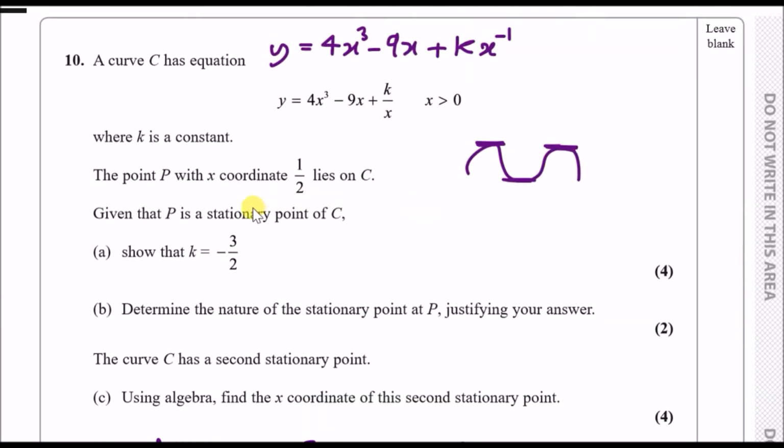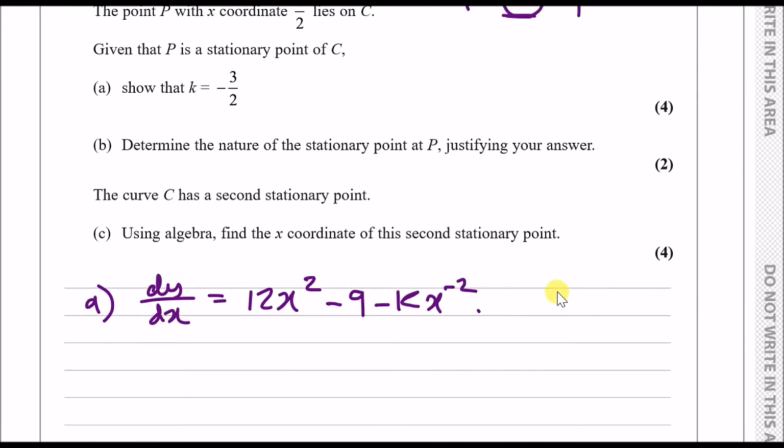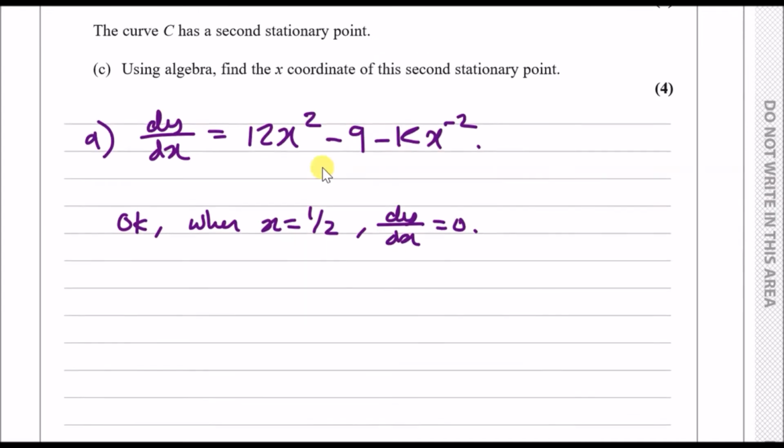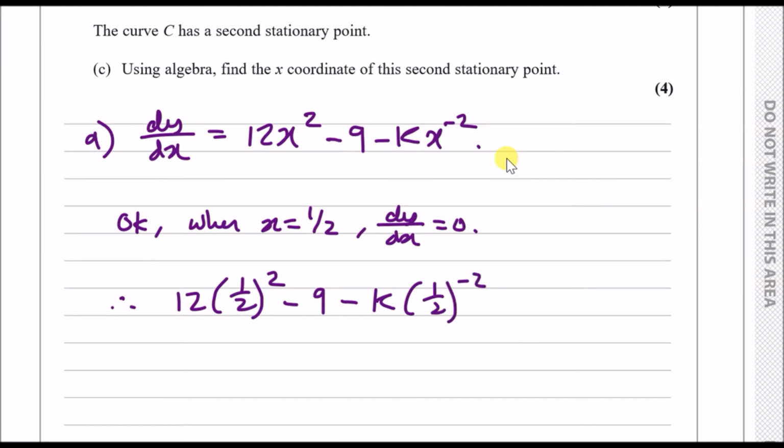And if you remember, because it's a stationary point at the point x equals a half, we're going to set dy dx to 0. So we say, okay, when x is a half, dy over dx is 0. So now, doing both of them, this means we have 12 times a half to the power 2 minus 9 minus k times a half to the negative 2, and it's all supposed to equal 0. So all you have to do now is tidy all of this up.